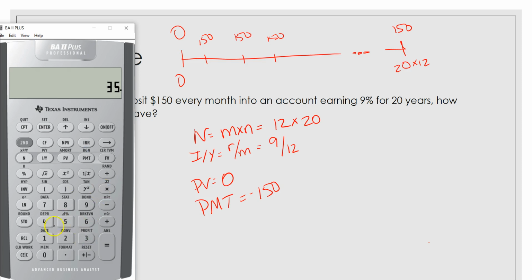Let's assume that we did it for 35 years. So 35 times 12. It's 420 periods. Then we would have $441,267. So you see how fast that money starts to grow? That's the effects of compounding interest.